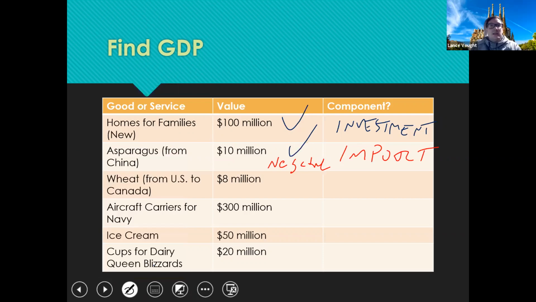Now, what about wheat? If we produce wheat in Kansas or Nebraska or Iowa and we ship it off to Canada because they really like bread up there and they really like wheat just like we like wheat, and Canadians buy $8 million worth of American wheat, is that going to count towards GDP? Of course it is, because it's a final good. It's produced in our country, and it's produced in the year in which we're measuring. And so that's going to count positively towards GDP in the form of an export.